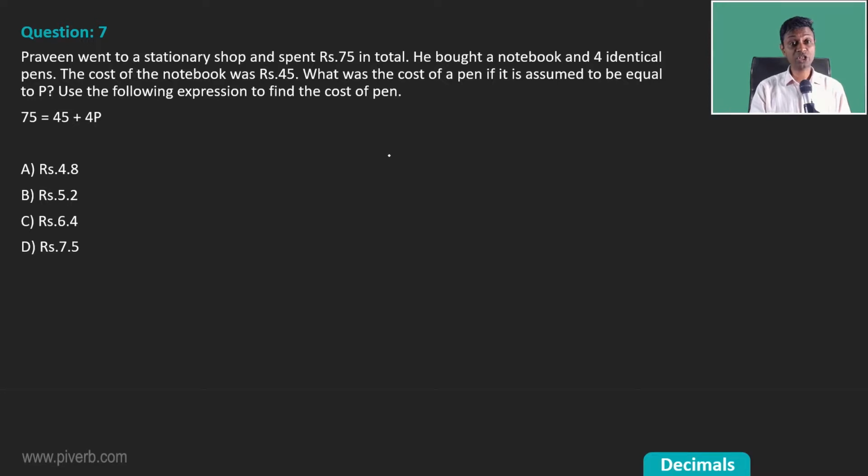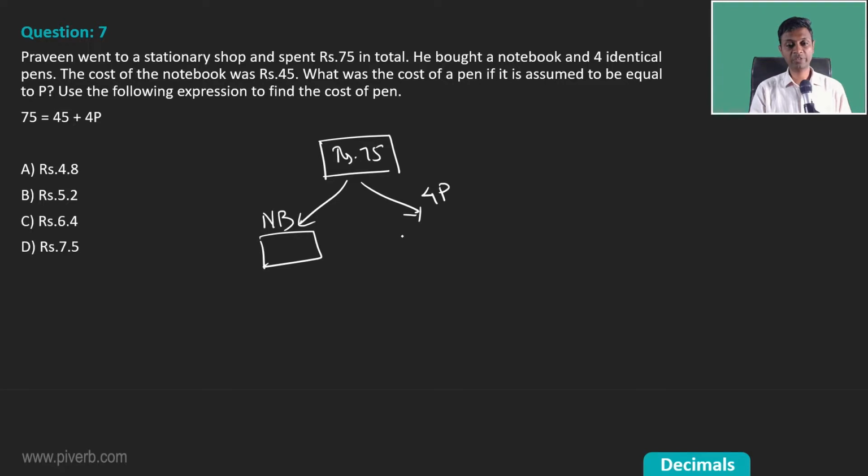Praveen went to a stationery shop and spent rupees 75 in total. He goes to a shop and he spends 75 rupees. He bought a notebook and 4 identical pens. So he buys a notebook and he buys 4 pens. The cost of the notebook was rupees 45. What is the cost of a pen if it is assumed to be equal to P?